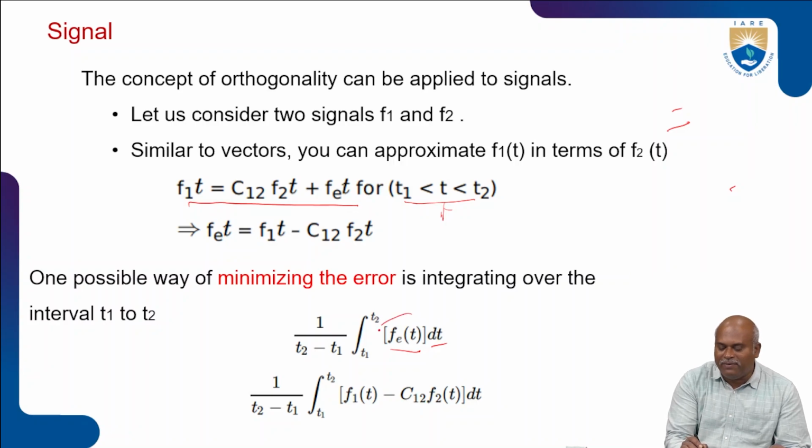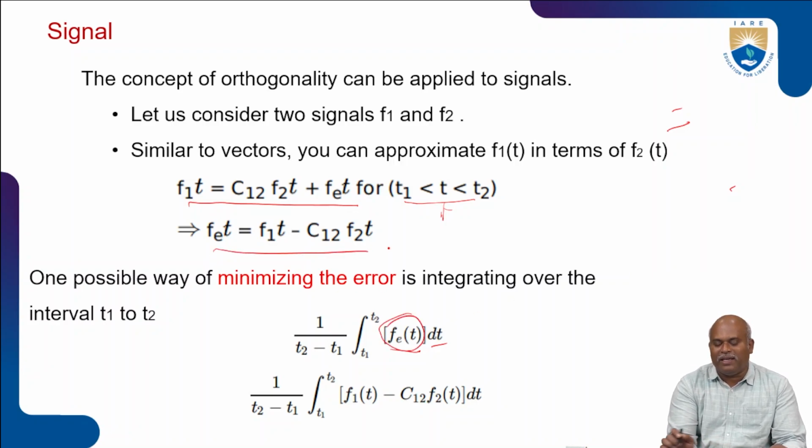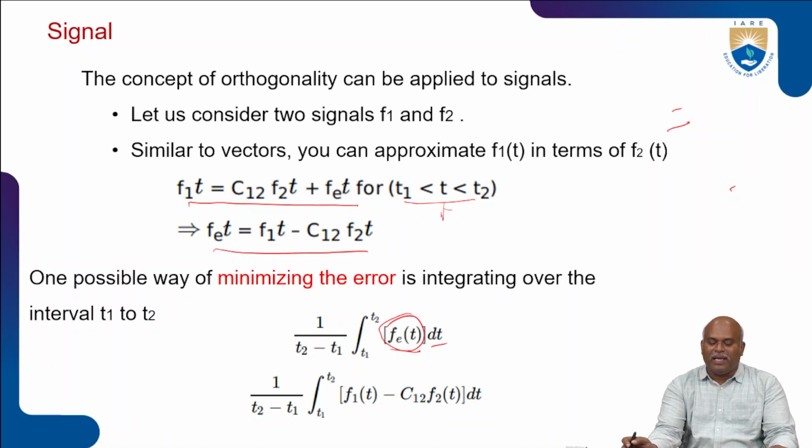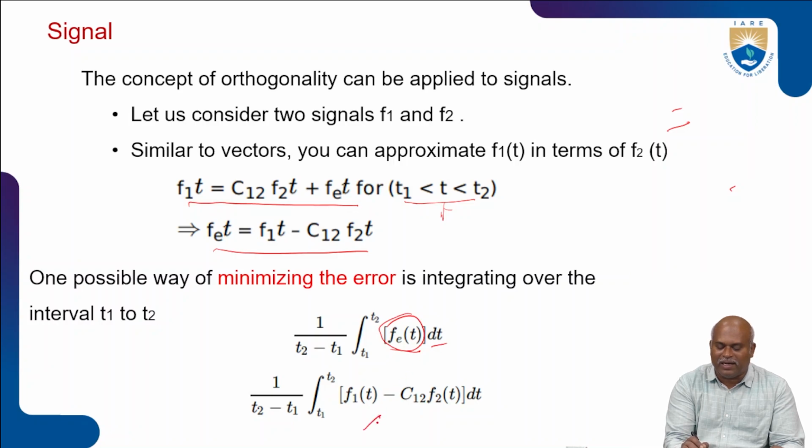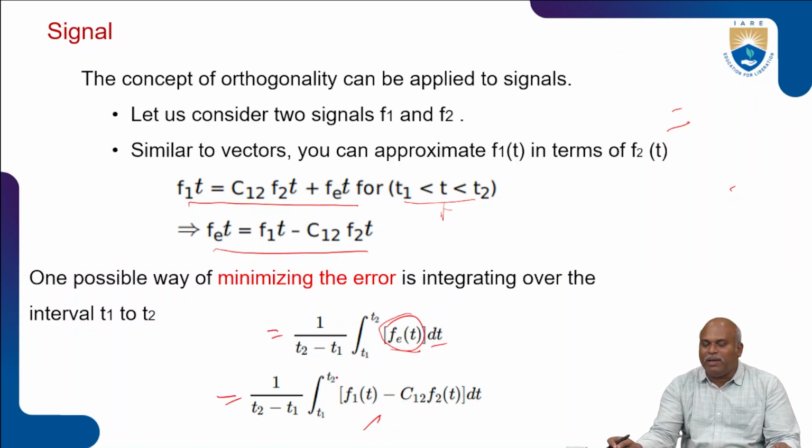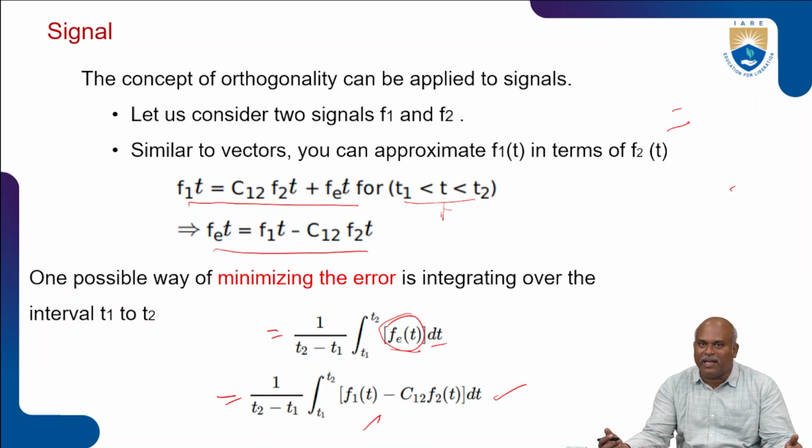Now we know Fe of t is equal to F1 of t minus C12 F2 of t. We substitute this value here. So the minimized error value is equal to 1 by T2 minus T1, the average of the signal over the interval T1 and T2, the integration from T1 to T2 of F1 of t minus C12 F2 of t dt. This is the way we may reduce the signal error for two different kinds of signals.